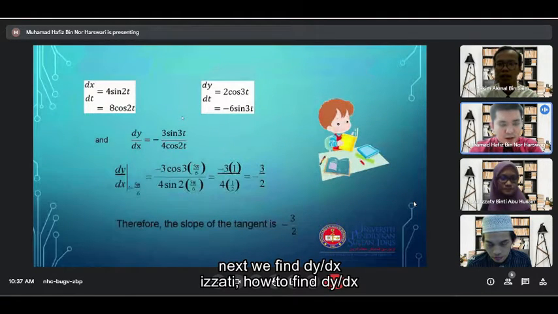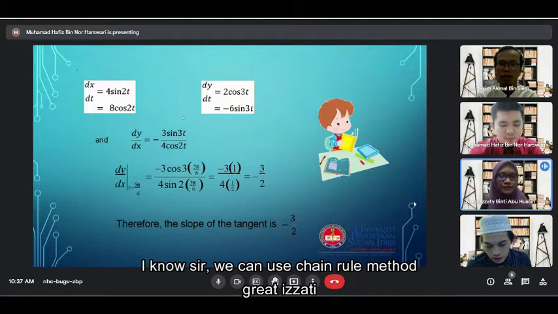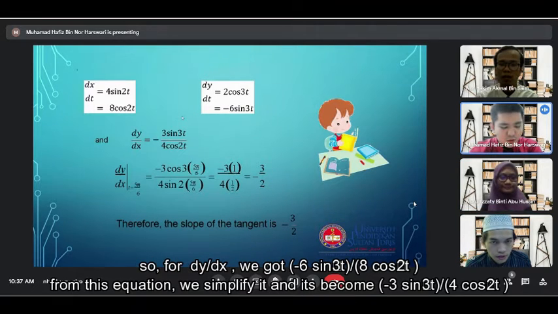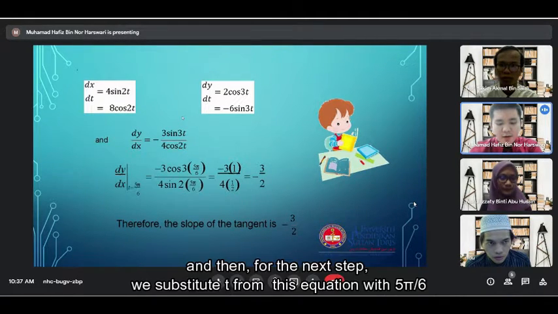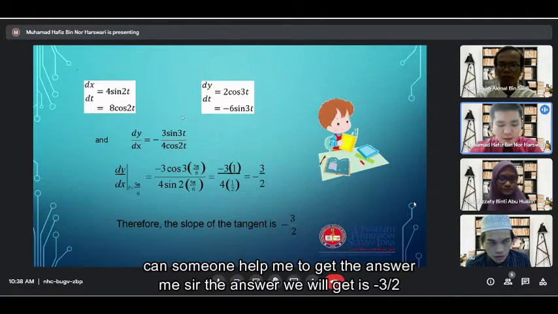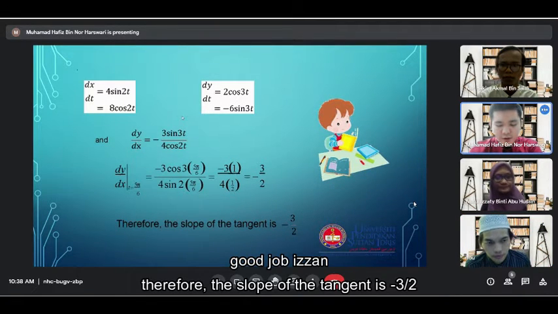Next, we find dy over dx. Exactly how do we find dy over dx? I know, sir. We can use the chain rule method. Great, isn't it? So for dy over dx, we got negative 6 sin 3t over 8 cos 2t. From this equation, we simplify it and it becomes negative 3 sin 3t over 4 cos 2t. And then, for the next step, we substitute t in this equation with 5 pi over 6. Can someone help me to get the answer? Me, sir. The answer we will get is negative 3 over 2. Good job, Lisa. Therefore, the slope of the tangent is negative 3 over 2.